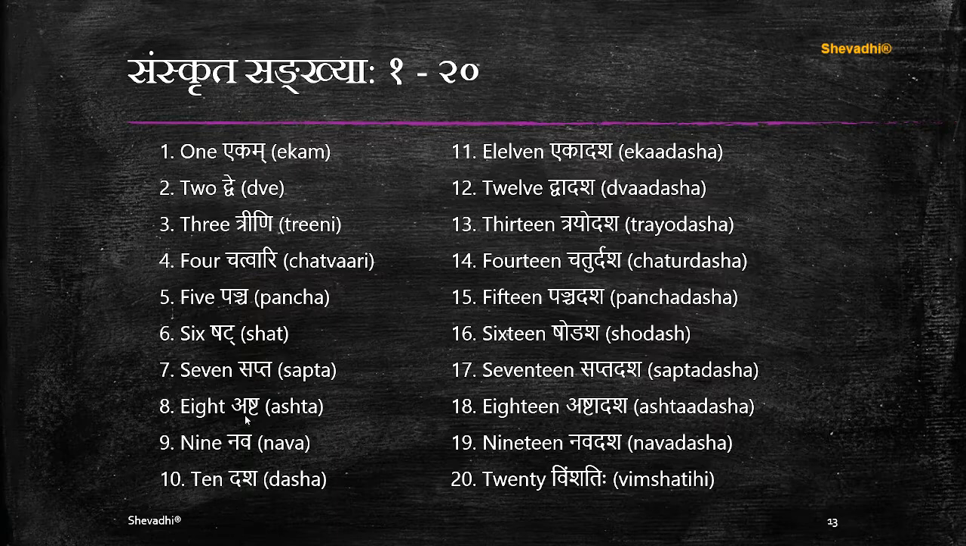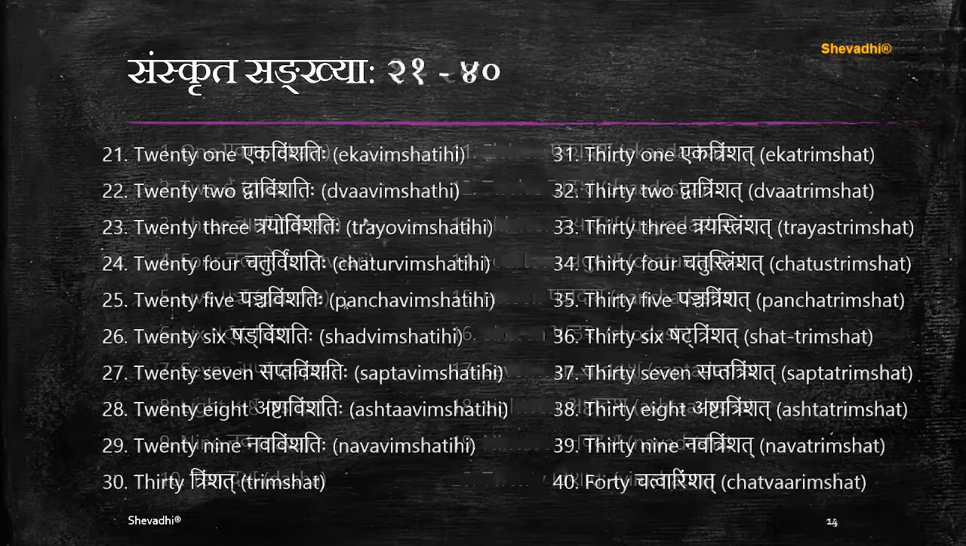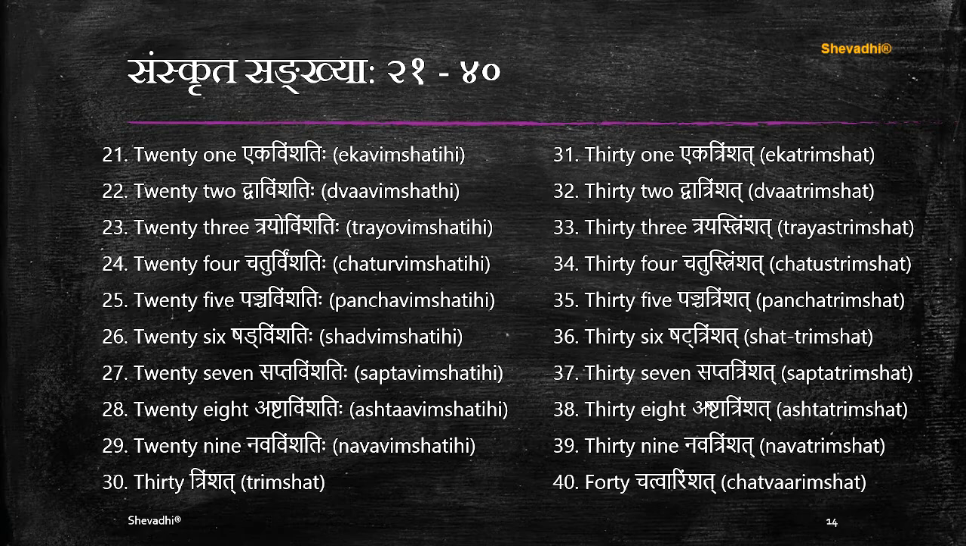And Saptadasha, for example, 17 is Saptadasha, not Saptadasha, because 18 is Ashtadasha. So we tend to think that 17 could also be Saptadasha. No, it is not. Be careful. Just say these numbers once every other day, and write them every other day as well, so that you are very comfortable with the spelling. I'm not going to read through all these numbers, but you can have this as a reference.